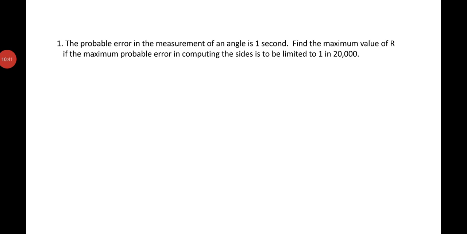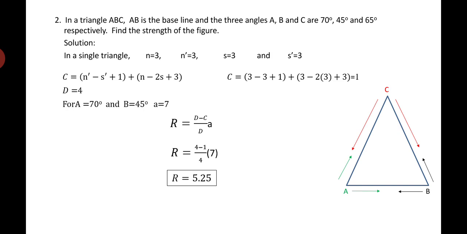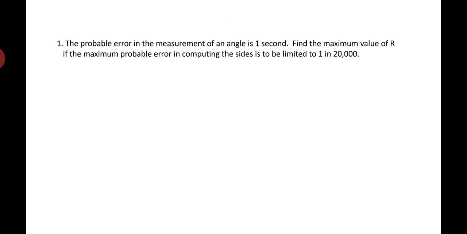Now here we are going to solve one more problem, that is the calculation of probable error in measurement of angle. The probable error is 1 second, and find the maximum value of R if the maximum probable error in computing the side is to be limited to 1 in 20,000. So this is a very easy problem. I hope that you can easily calculate this. Right, so we are going for one more problem, and you can take this one as homework, you can easily solve this.